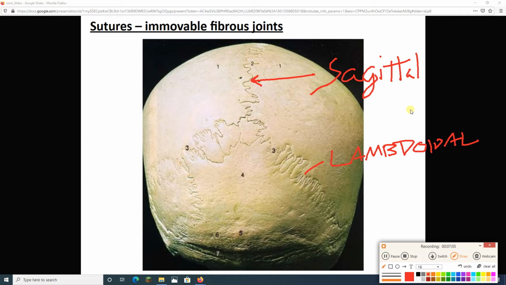So, these are sutures. And by the way, the fact that they're immovable and fibrous lends to their strength. If you have collagen stitching the two bones together, it's going to be incredibly strong. All right.